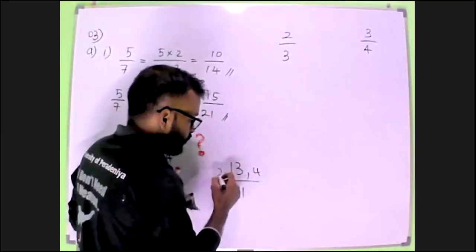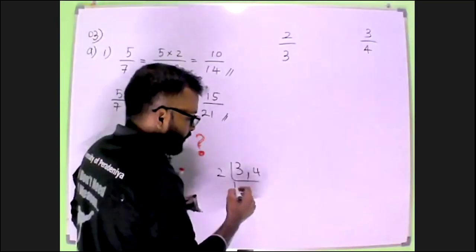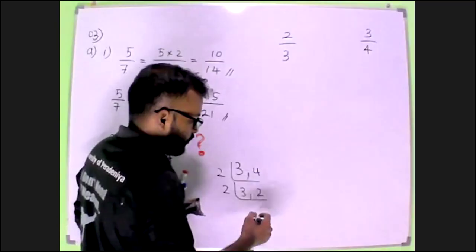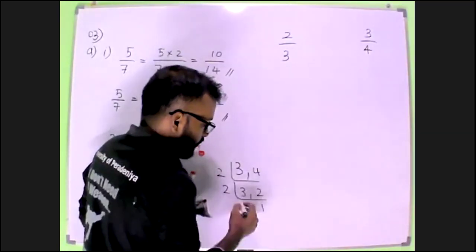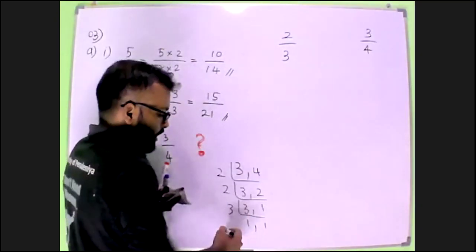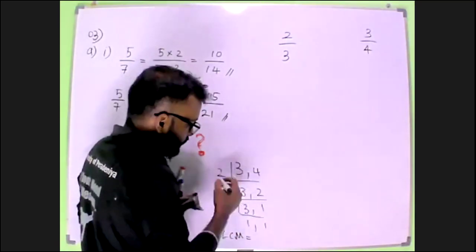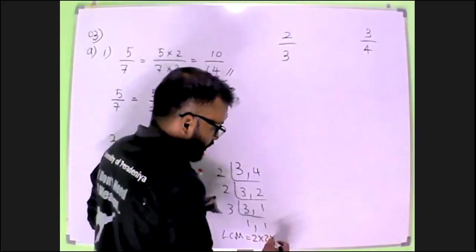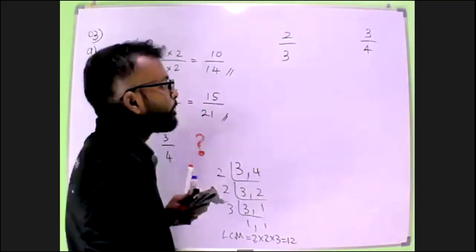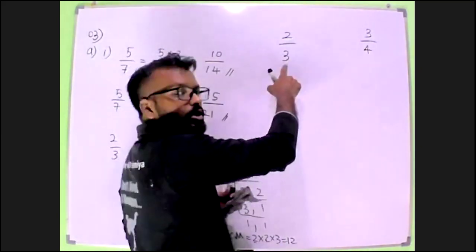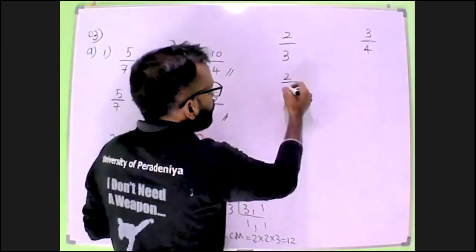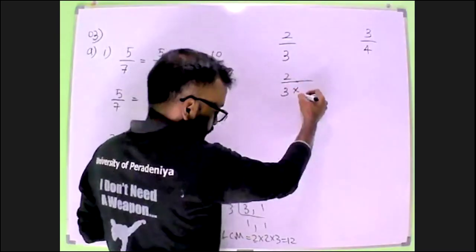by dividing these numbers. The first one is 2. 3 cannot be divided by 2, so you can divide 4. Again 2, 3 comma 1, until you get 1 comma 1 at the end. And the LCM is 2 times 2 times 3. 2 times 2, 4, 4 times 3, 12. So you need to convert this into 12, this into 12. Very easy.